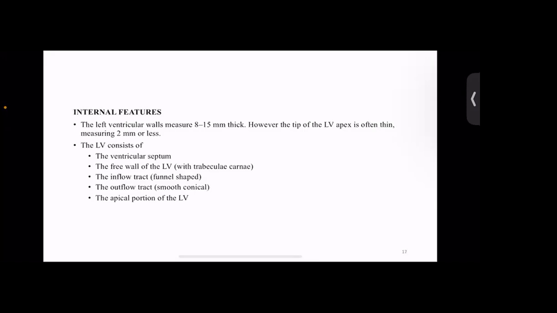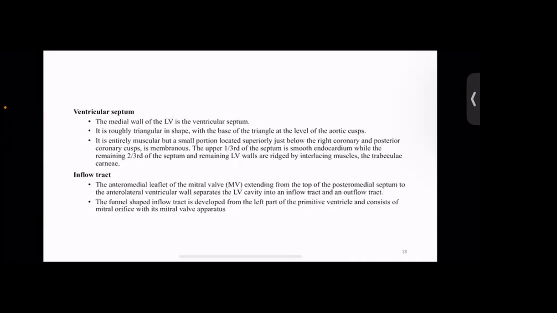And the left ventricle consists of the ventricular septum, the free wall of the left ventricle, the inflow tract, the outflow tract, and then the apical portion of the left ventricle. The ventricular septum is the medial wall of the left ventricle. It is roughly triangular in shape with the base of the triangle at the level of the aortic cusp.